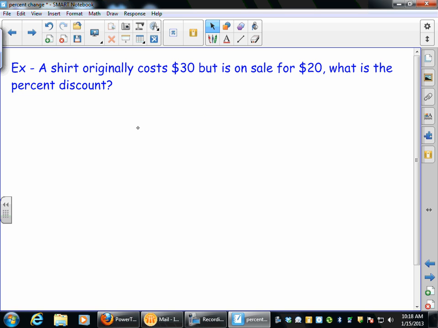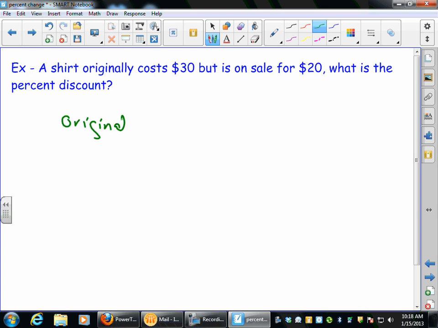So, how do we do that? What's that look like? All right, a shirt originally cost $30. It's on sale for $20. What's the percent discount? Okay, so the original amount would be what it originally cost, which is $30. The change, well, it started at 30. It's now down to 20. So if I want to find the amount of change, I just subtract those things, which is obviously going to give me 10.